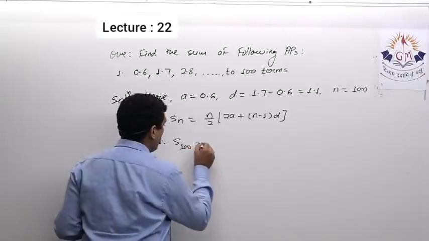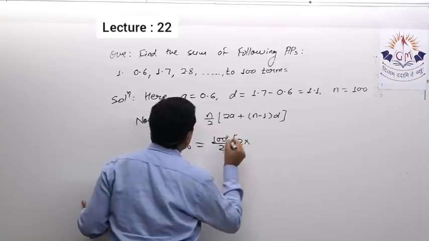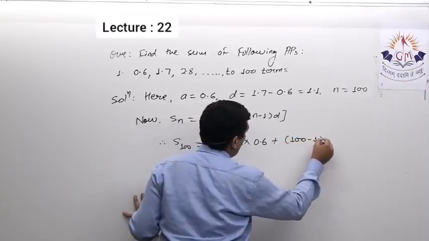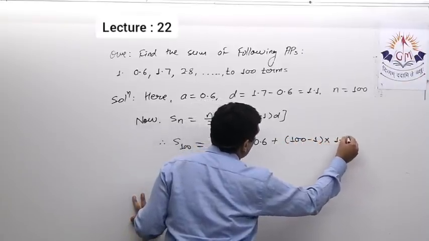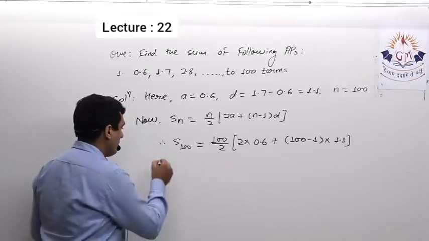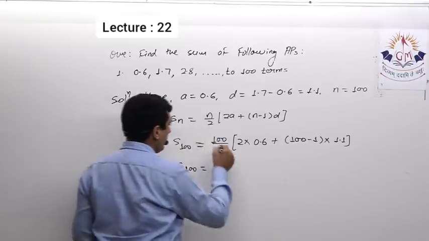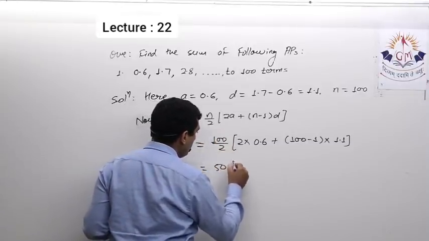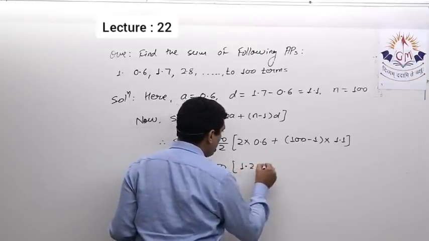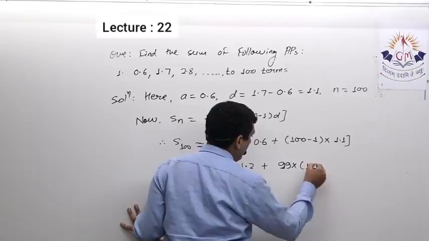So S100 is equal to 100 by 2, into 2 into a, that is 0.6, plus 100 minus 1 into 1.1. The only thing is that there might be a little bit complicated calculations, otherwise nothing in this question. Simply you have to put the value in the formula. So 100 by 2 is 50. Now 2 into 0.6 is 1.2, plus 99 multiplied by 1.1.